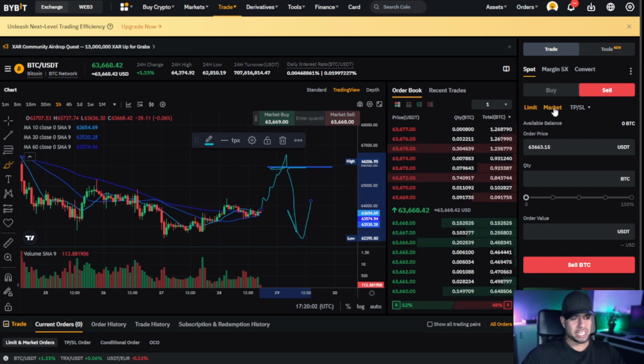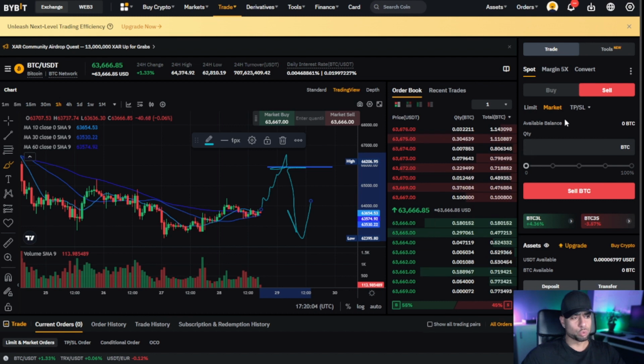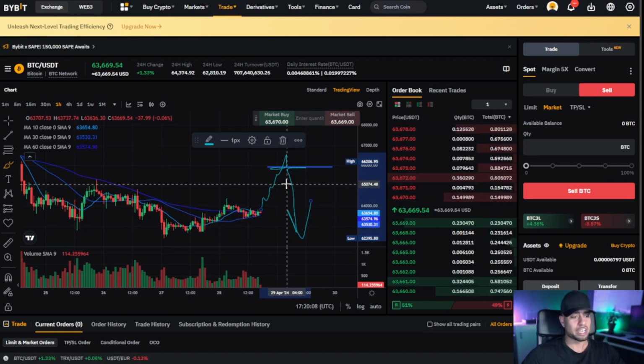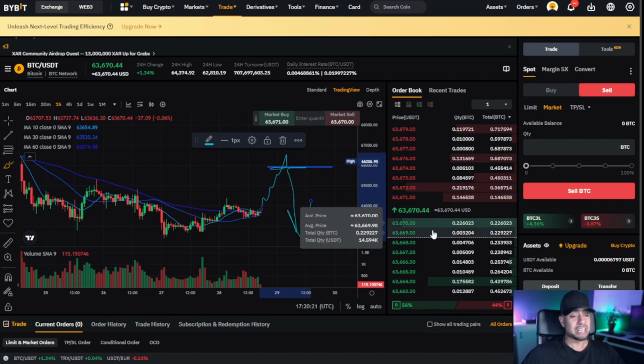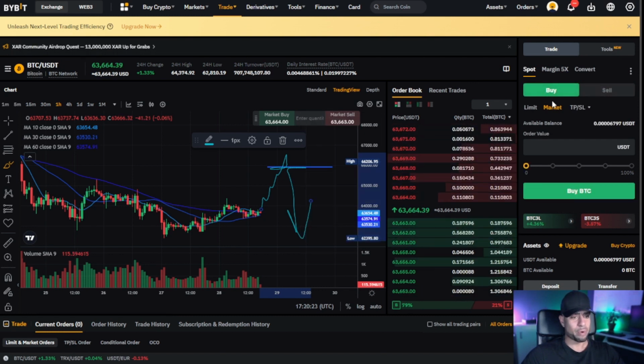Then you have market execution. Market execution is when you want to make a buy or a sell at the current price levels. So right now the price is 63,669. If there's any seller at the price and I want to buy at the price, I click on market execution and then I click how much I want to buy for. I type in the amount here. I can type a percentage also from my total assets and then I click buy BTC.